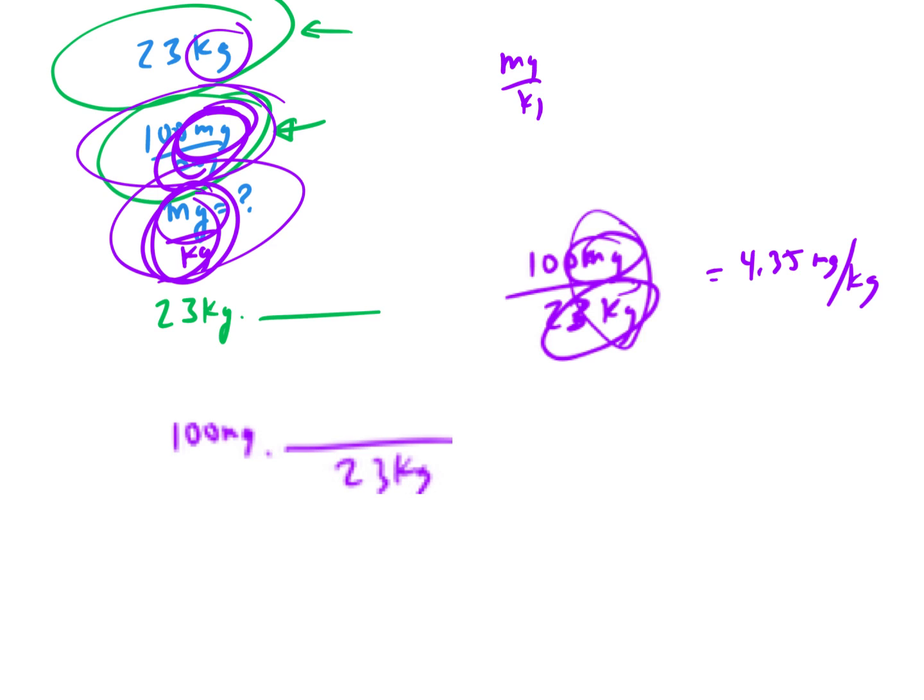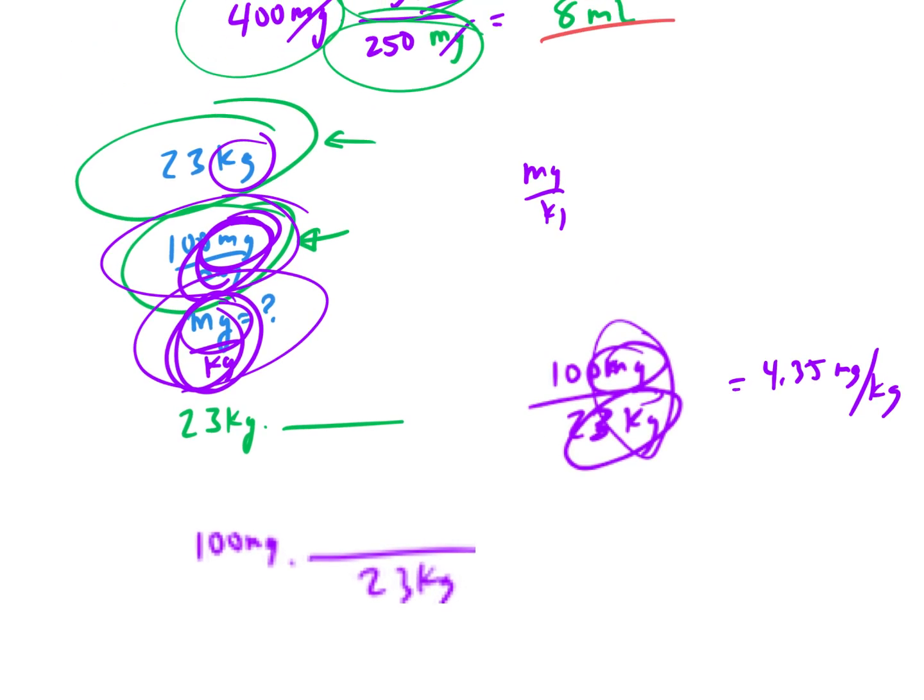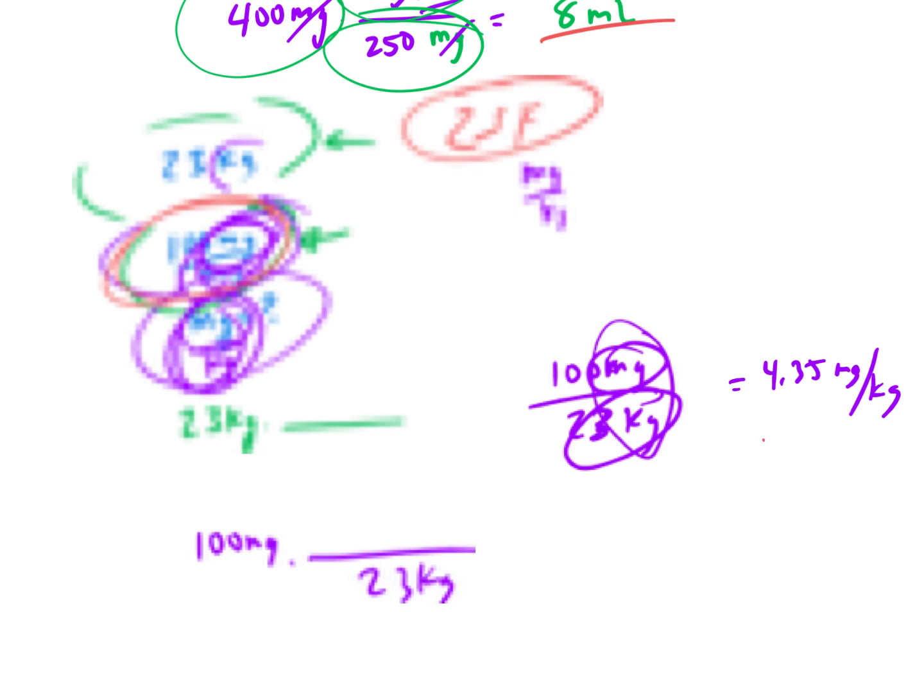Parker, what would determine how many significant figures then? Oh, good. 23 kilograms. Is that a measurement? Yeah, so there's 2 sig figs. Is this a measurement or is it a conversion factor? One tablet equals 50 milligrams. That's a conversion factor. I would just go with 2 sig figs. So 4.4 milligrams per kilogram.